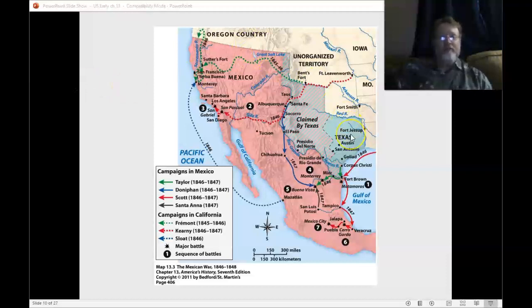So Texas is annexed and joins in 45. It's then captured by the American soldiers in 46. California basically rebels. They form their own militias, their own army, and they rebel against the Mexicans. It isn't really the U.S. military that takes California. It's primarily the California militias that simply rise up and declare independence. There's not a lot of fighting that goes on in California.